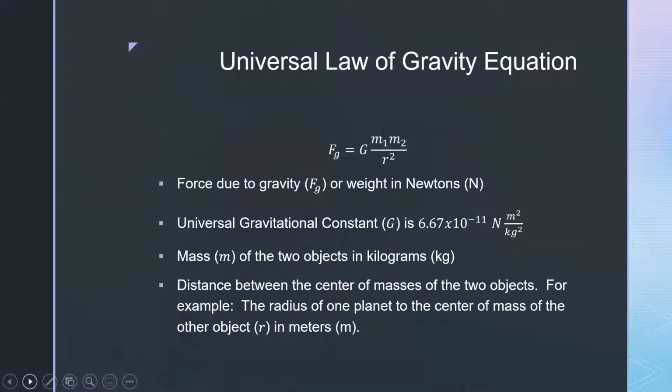So this is the universal law of gravity equation. Force due to gravity, in other words, weight, measured in newtons, is equal to the universal gravitational constant, which we use a capital G for, times the mass of one object, times the mass of the other object, divided by the distance between the two centers of mass squared.